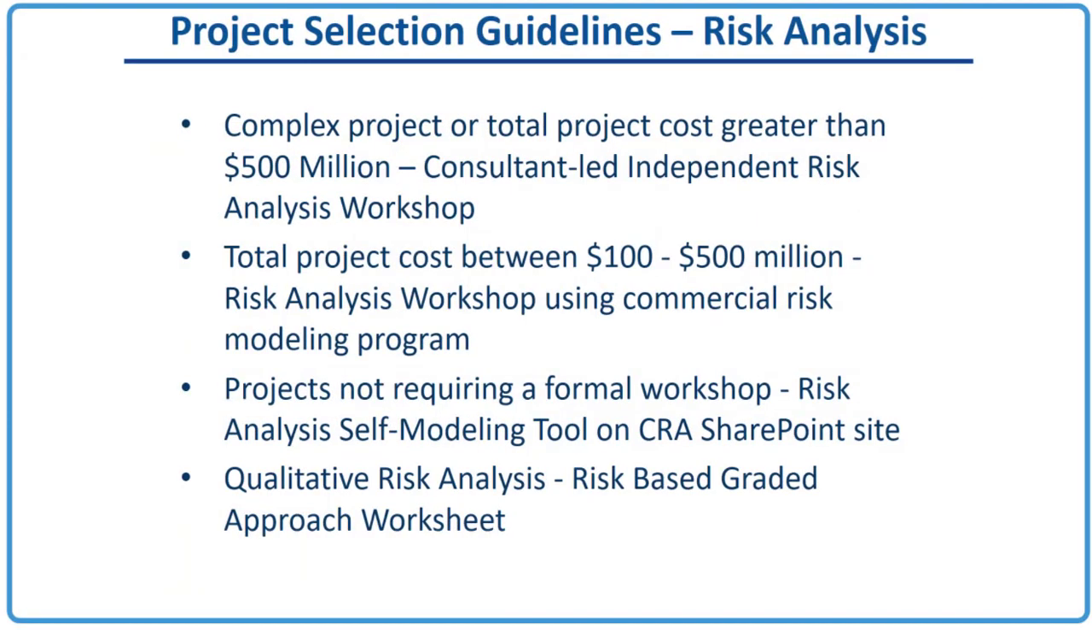Project selection guidelines for risk analysis. Complex projects, any project with a total project cost of $500 million, must be led by an independent consultant through a risk analysis workshop. Most of these projects are federal highway major projects, but there are some turnpike projects that may meet this threshold, but do not have any federal funding.